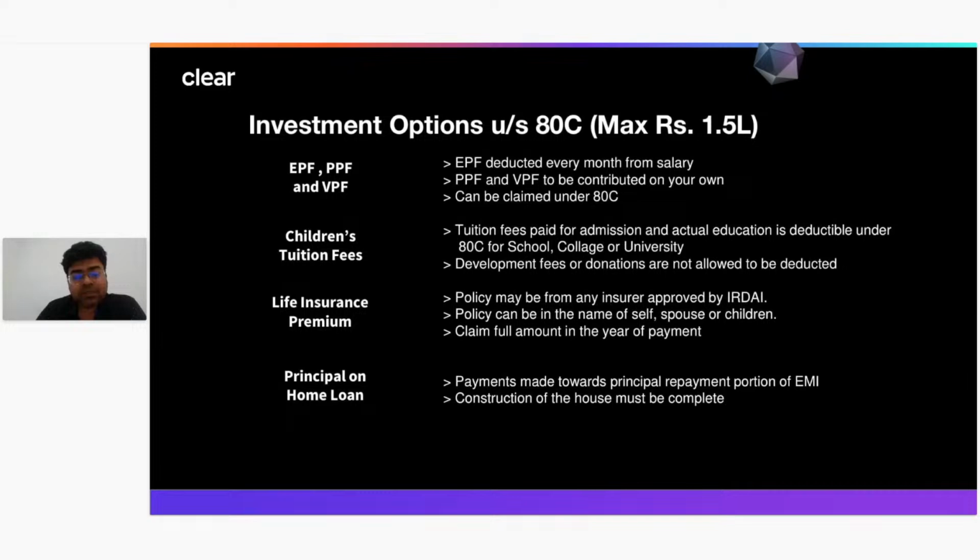Principal on home loan. Now we have talked about the interest component. Now let's talk about the principal component of that home loan. The principal component of a home loan can be taken as deduction under 80C. However, to claim it, the loan should be coming from a banking institute and the construction of the house must be completed. Otherwise, principal on home loan cannot be taken. However, for principal on home loan, there is no concept of accumulation like we have seen in interest, section 24B. So every year, if you are paying the sum, if the house is completed, then you can take it. If it is not, then it cannot be done.